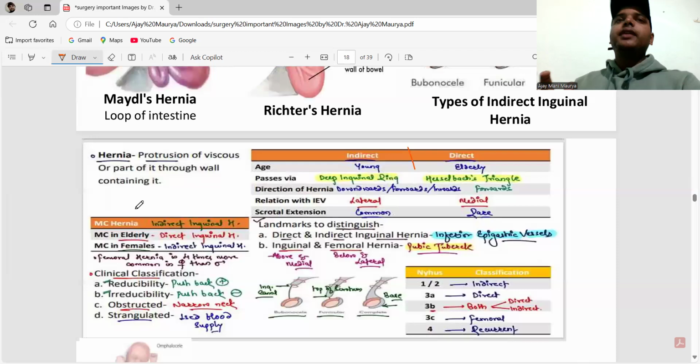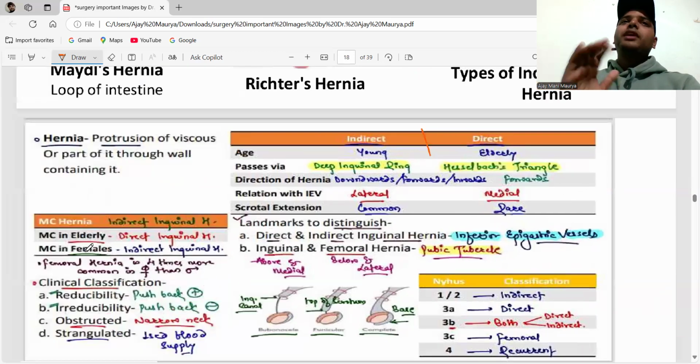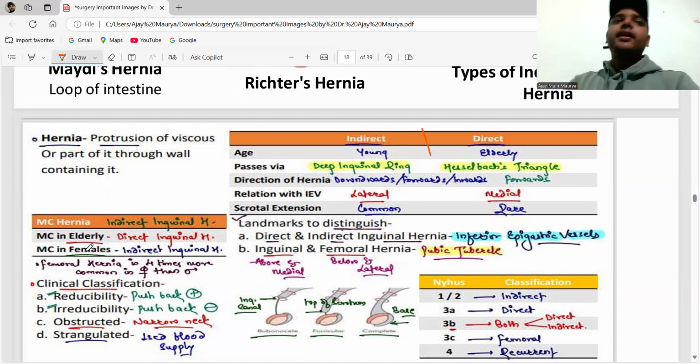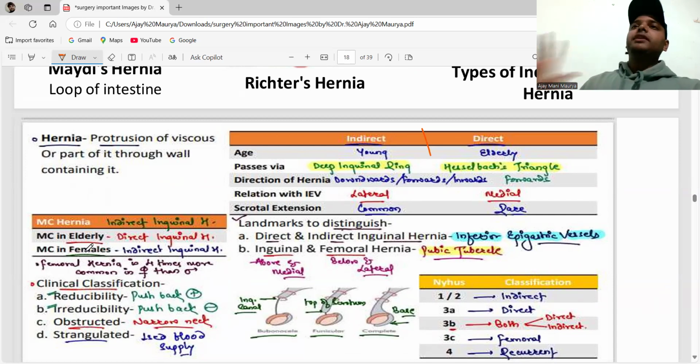The most common type of hernia is the indirect hernia. In the elderly, it is the direct hernia. In females, guys, they are asking what is the most common type of hernia in females. It is the indirect hernia. But if they ask you in whom femoral hernia is most common, then you have to mark the females.